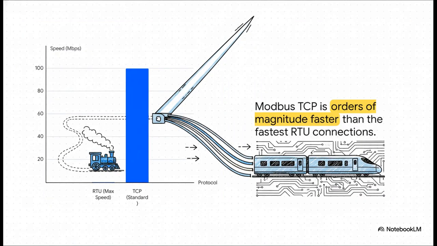And then, there's speed. I mean, wow. This slide pretty much speaks for itself, doesn't it? The absolute maximum speed for RTU is about 0.115 megabits per second. A totally standard Ethernet network running Modbus TCP is cruising at 100 megabits per second, or even faster. It's not just a small upgrade, it's a completely different universe of performance.